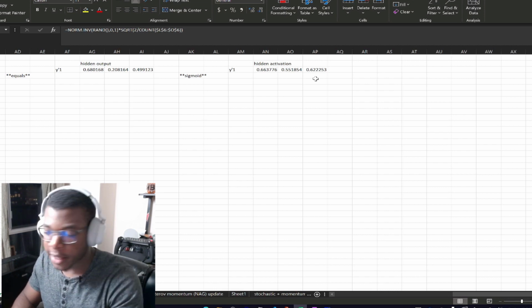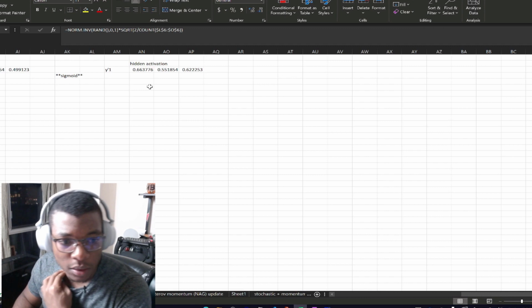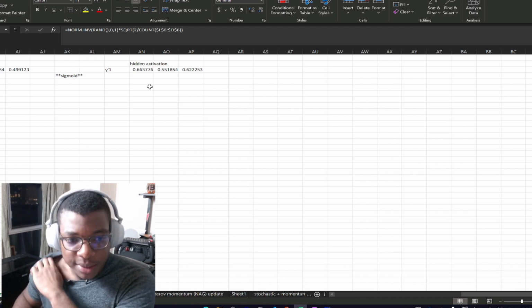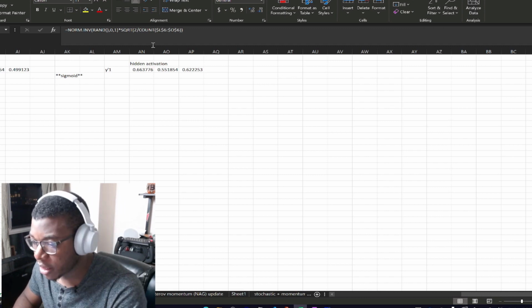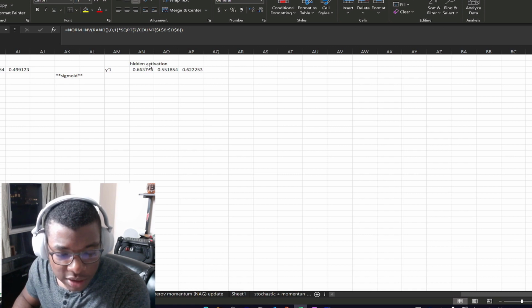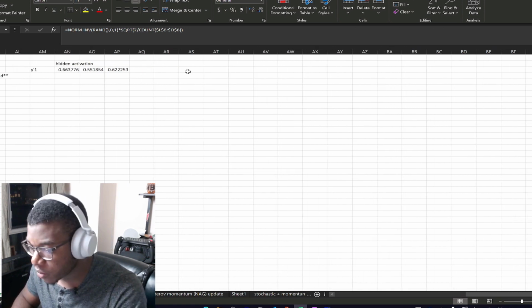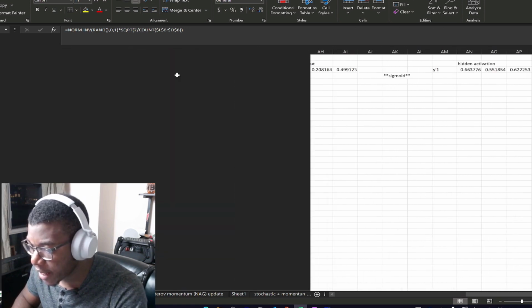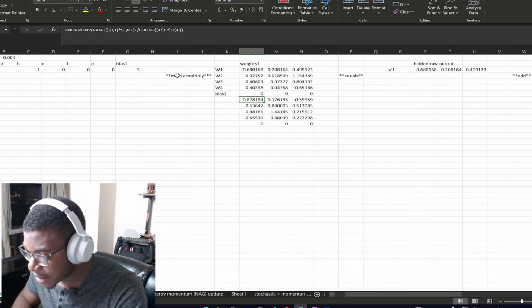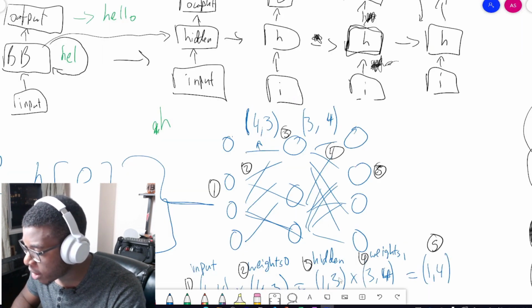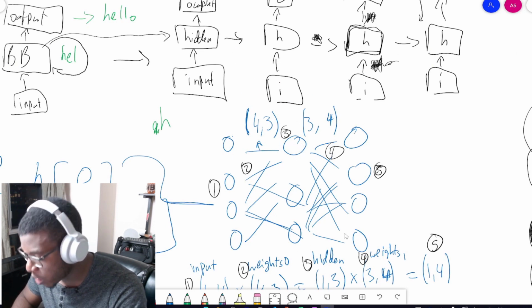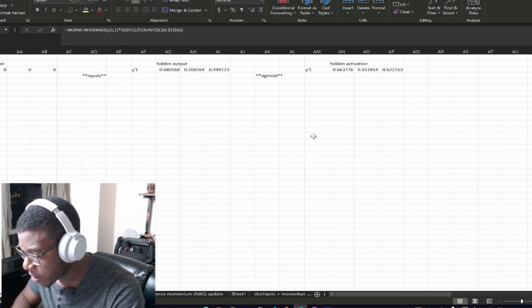Actually, nope, not yet. So passing it through the sigmoid just gives us the output for the hidden activation. Then what we need to do is multiply it by the weights, or the synapses that connect the hidden layer to the output. So let's initialize that right now.